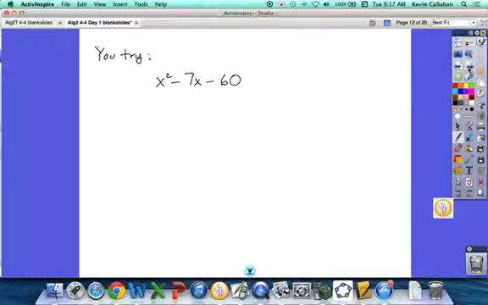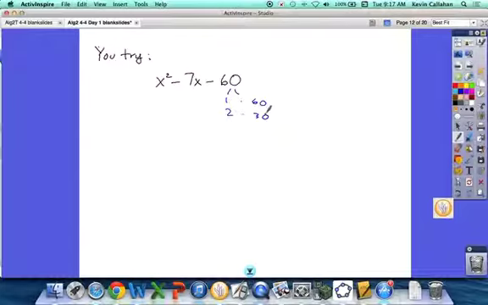Factors of 60. Obviously, you can always say 1 times itself, so 1 times 60. 60 is an even number, so you could double that, making 2 times 30.